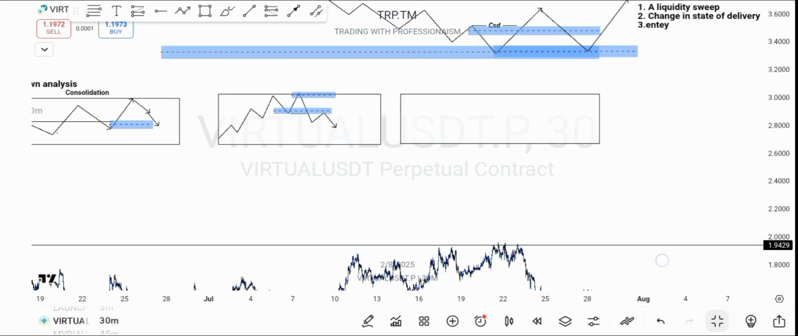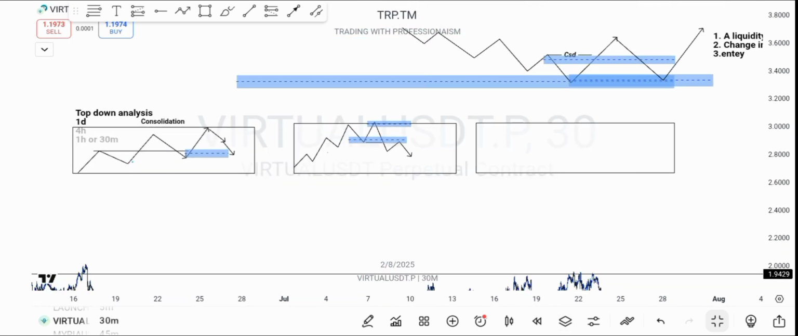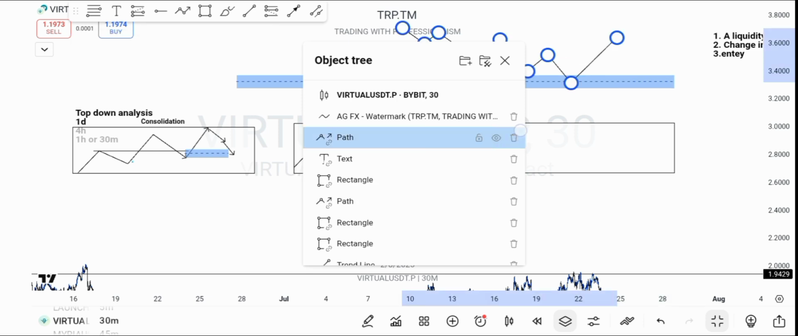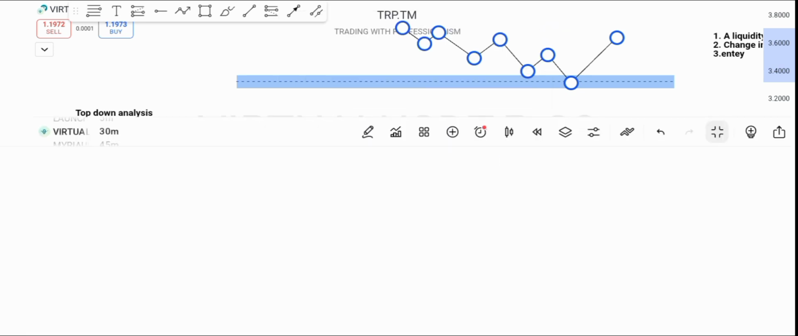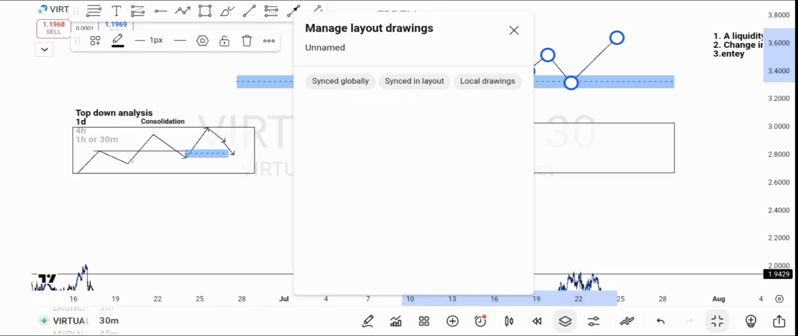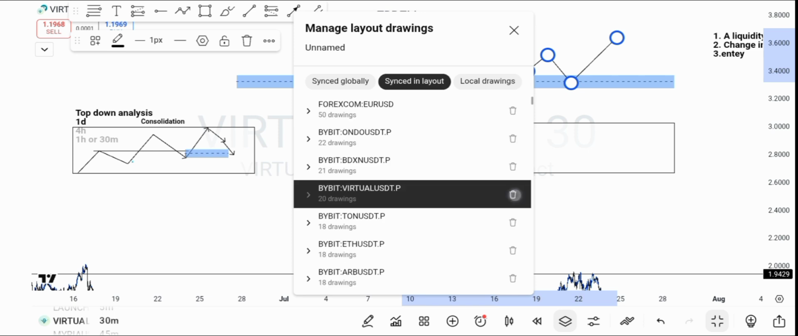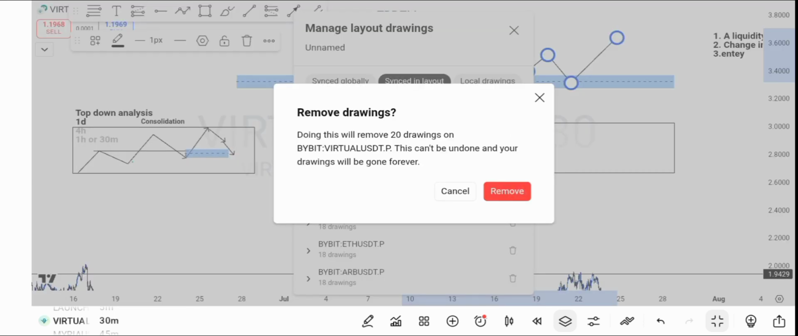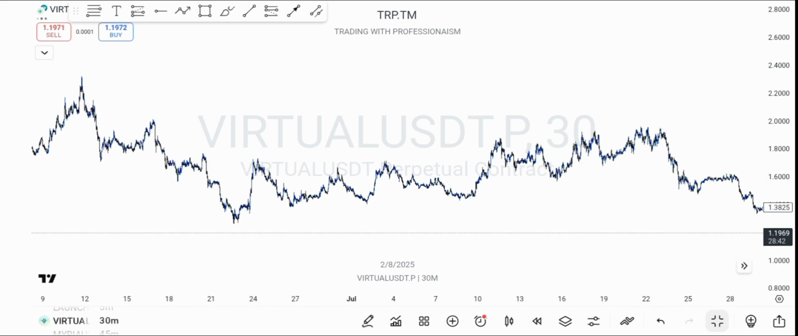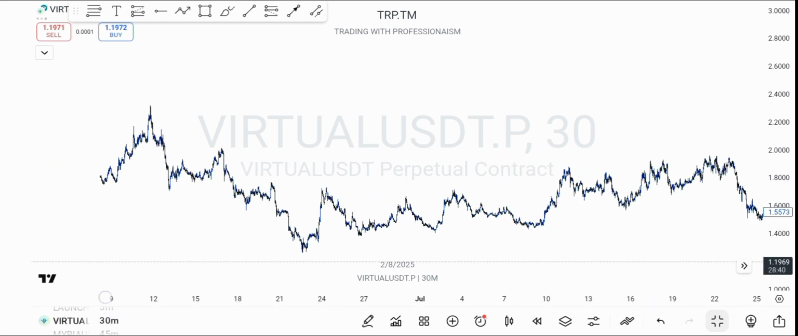Okay, before that, let me clear out all this stuff here. Let me clear out all those things. Sorry. Let me just clear that out. Alright, now because I caught a trade here and I want to show you exactly how I did that.